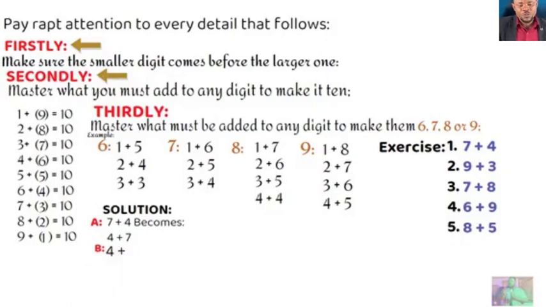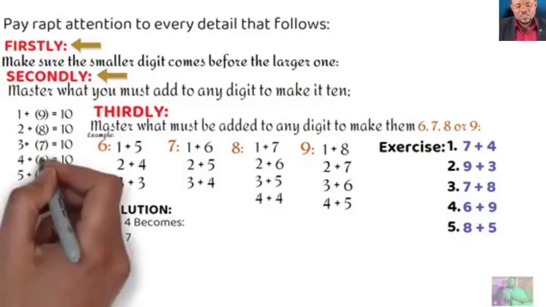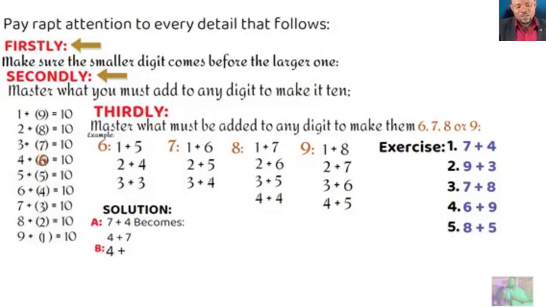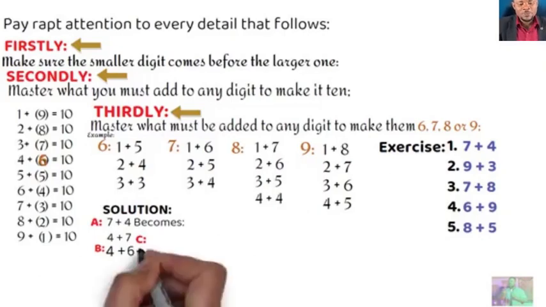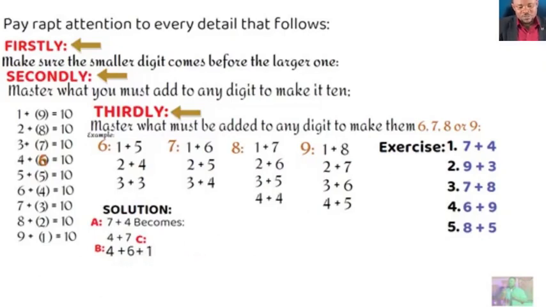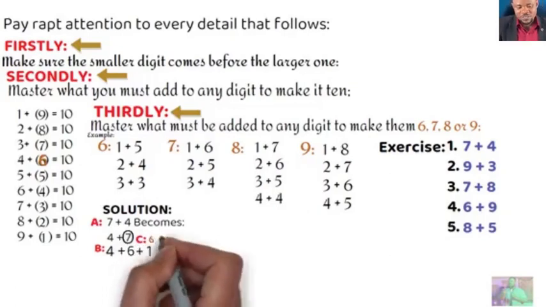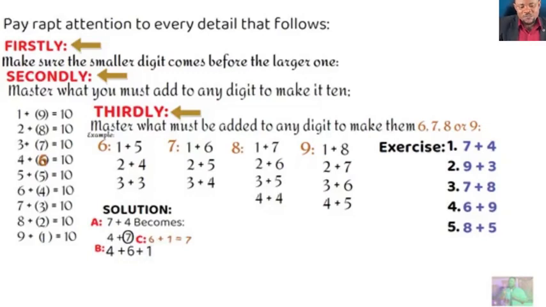So what do I add to 4 to make it 10? You check it there, 6. And what do I add to 6 to make it 7? It is 1. Because 1 plus 6 is going to give you what? It's going to give you 7. Because the first two digits there, 4 and 6, will give you 10. So if you add 1, it becomes 11.